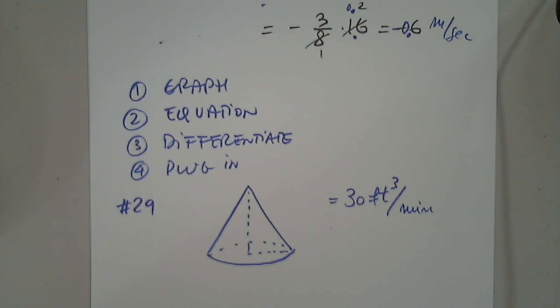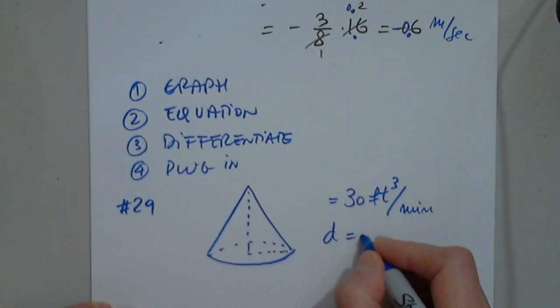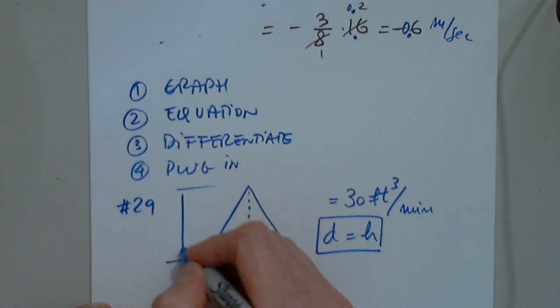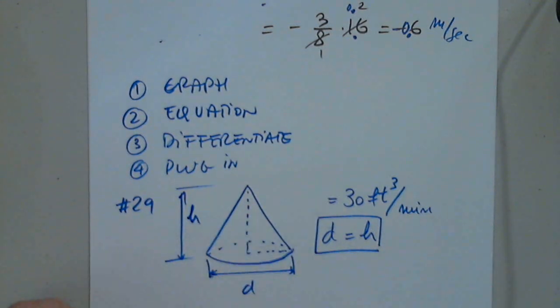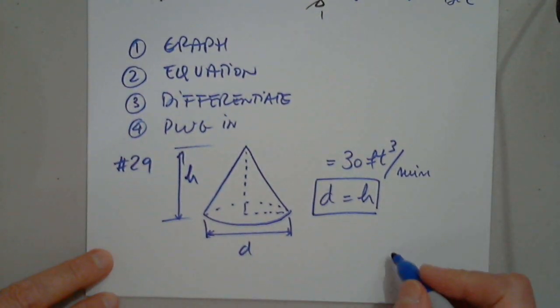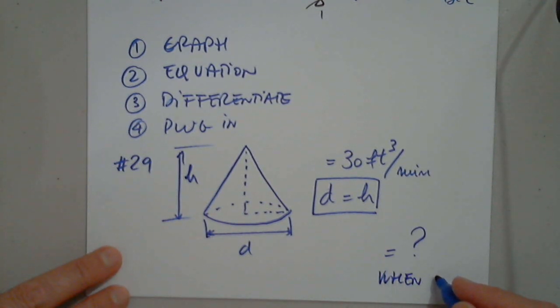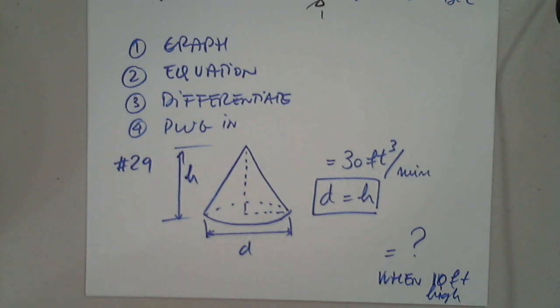The base diameter and height. So the diameter and the height are always the same. So this is the diameter. I'll stop sharing in a second. And this is the height. This is taken into account because it's always the same. How fast is the height of the pile increasing when the pile is 10 feet high? 10, right? 10 feet high. Good.